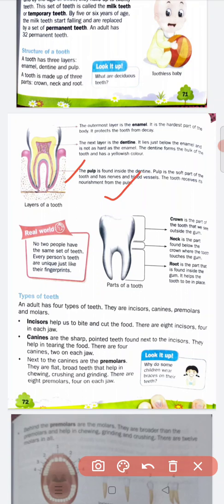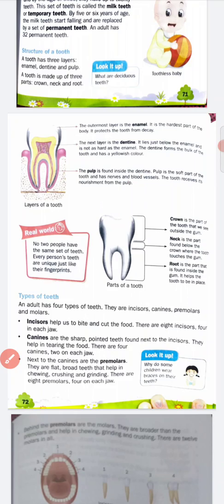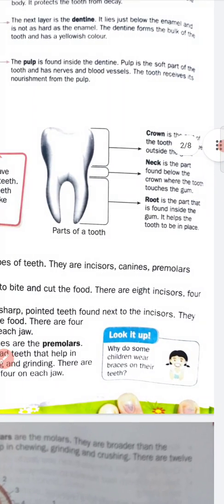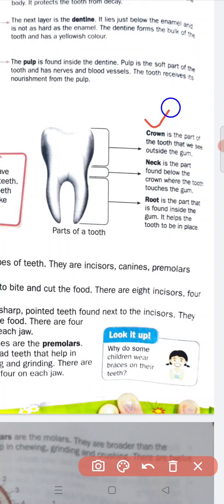Okay students, now a tooth is made up of 3 parts. You can see, student: crown, neck and roots. First part crown, then the next part neck, and then roots. This is the crown. It is the part of the tooth that you can see outside the gum. Next, student, the neck is the part found below the crown, where the tooth touches the gums.